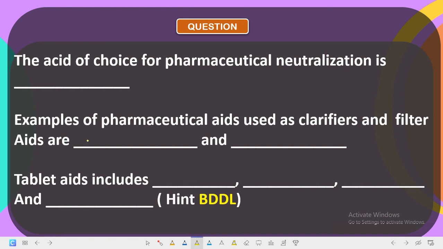Now, I've done this before. The choice of acid for pharmaceutical neutralization is HCl. Examples of pharmaceutical aids as clarifier and filter aids are activated charcoal, which can also be written as charcoal, and purified talc.